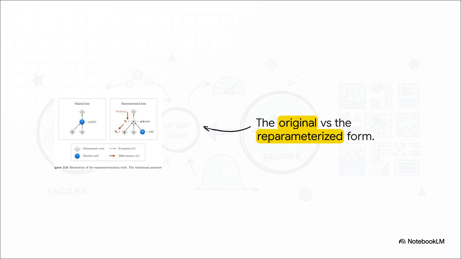You can really see the problem and the solution perfectly right here. Look at the original form on the left. That Z node is blue, which represents a random sampling process sitting right smack in the middle of our network. The backpropagation tries to flow through it and just dies. But now, check out the reparametrized form on the right. Notice how the random node has been pushed out to the side. It's now this external noise variable called epsilon. The Z node is gray, meaning it's a completely deterministic operation now. It's just the network's output plus that external noise. The path for the backpropagation is now completely clear.